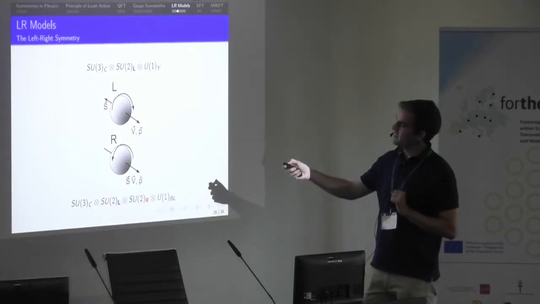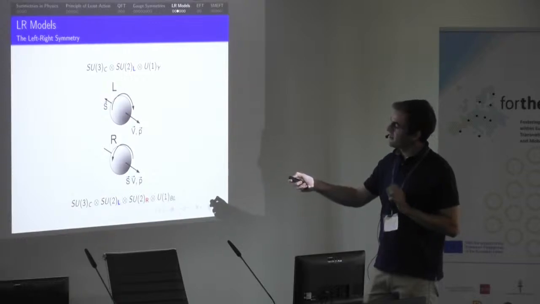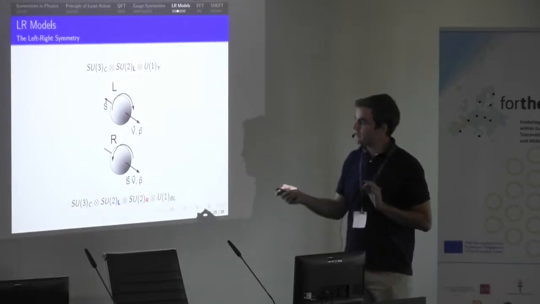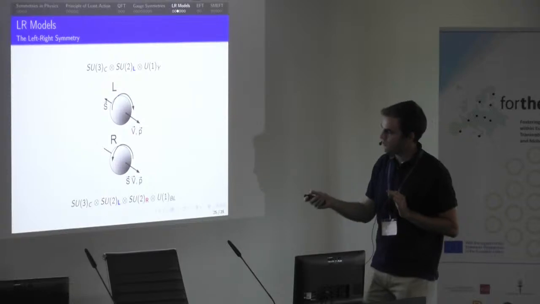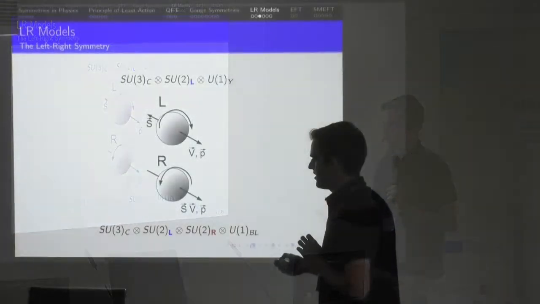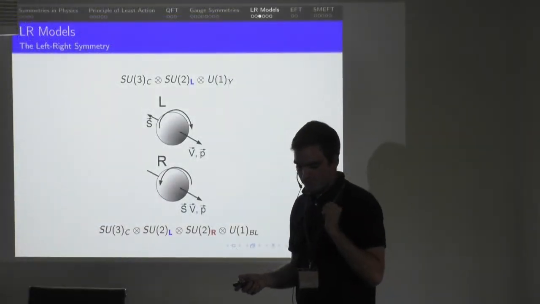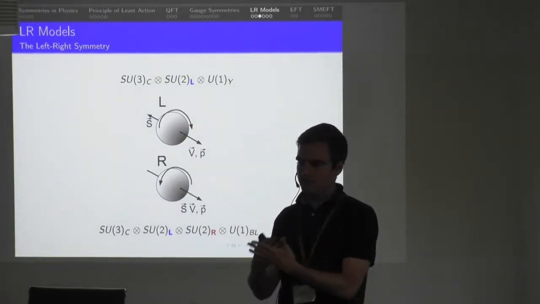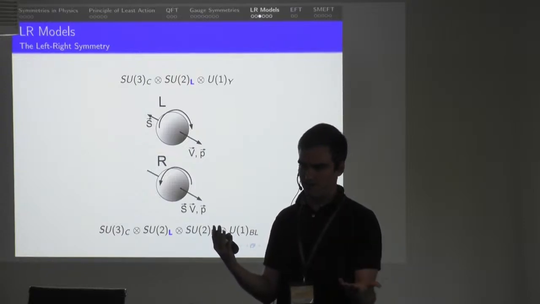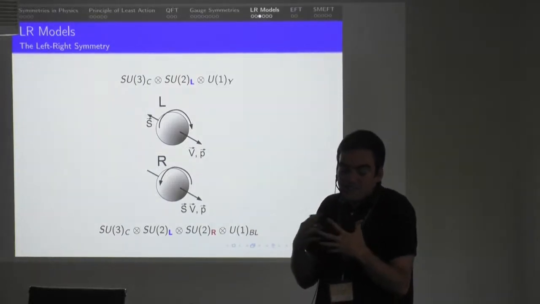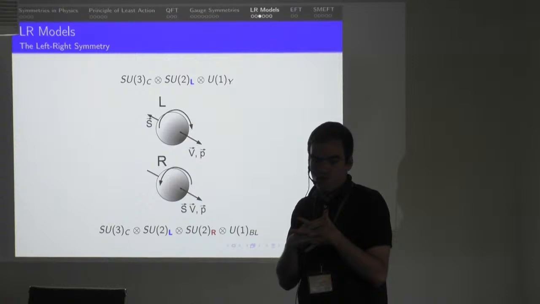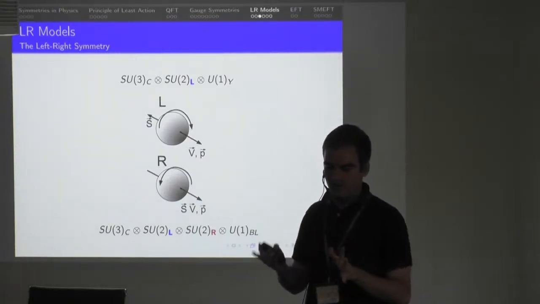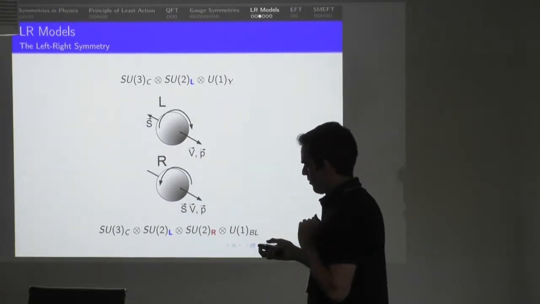The point is that the W bosons of the standard model only interact with these particles here. This means that the standard model breaks the mirror symmetry. We can distinguish between left and right. And this seems to be very unnatural, right? So we can say, okay, I want an extension of the standard model.